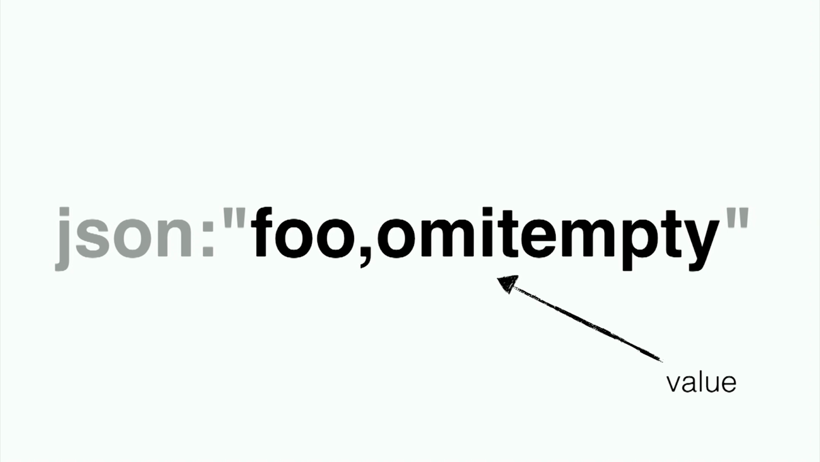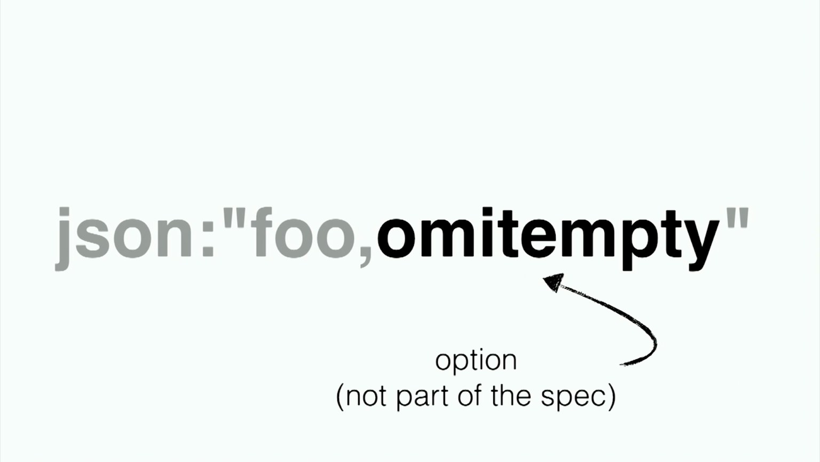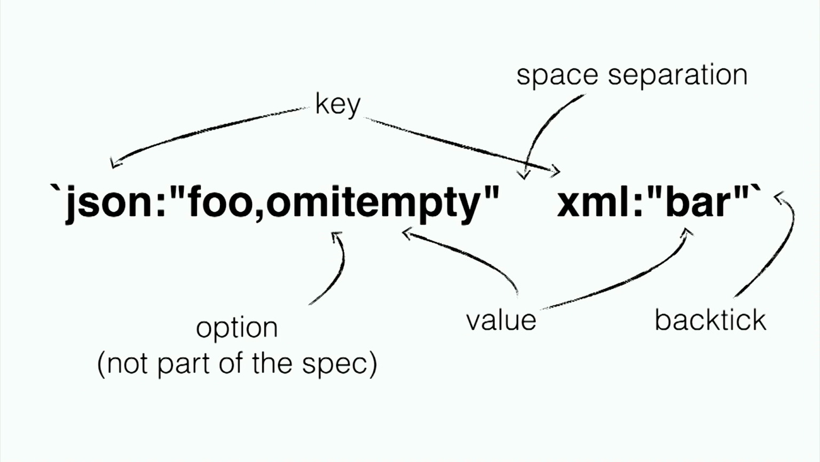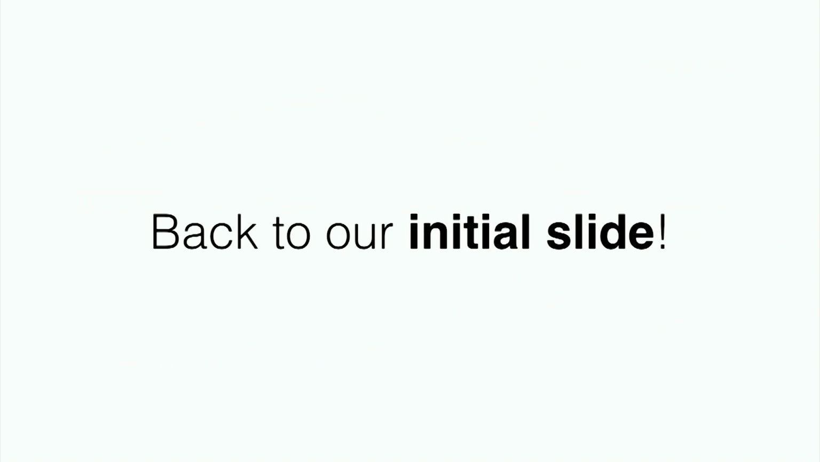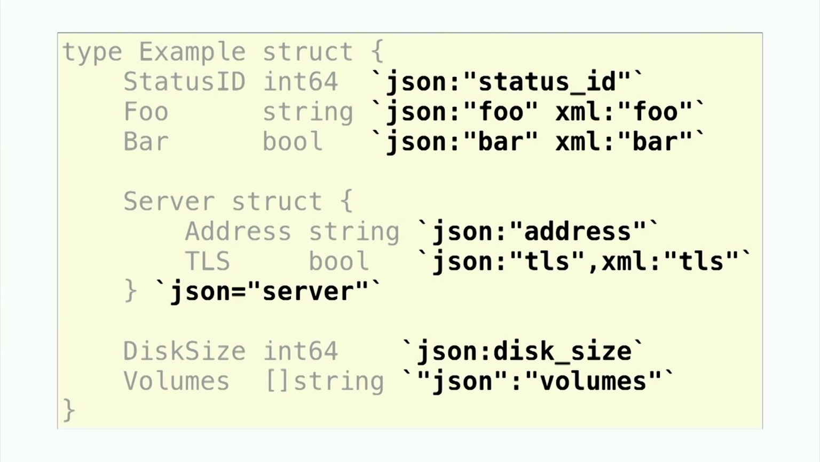which comes after a comma. This is not part of the spec, and it's called an option. Many packages, like the encoding/json package, use this notion, but it is not a part of the spec. So if you do a recap, this is the full specification of a struct tag with all the keys, options, and values. And back to our initial slide, where I said we had an example with multiple fields.